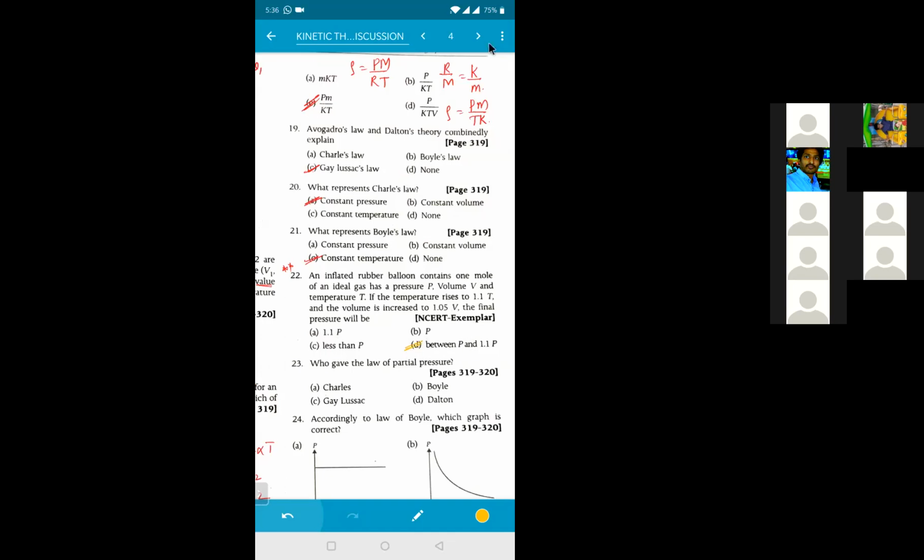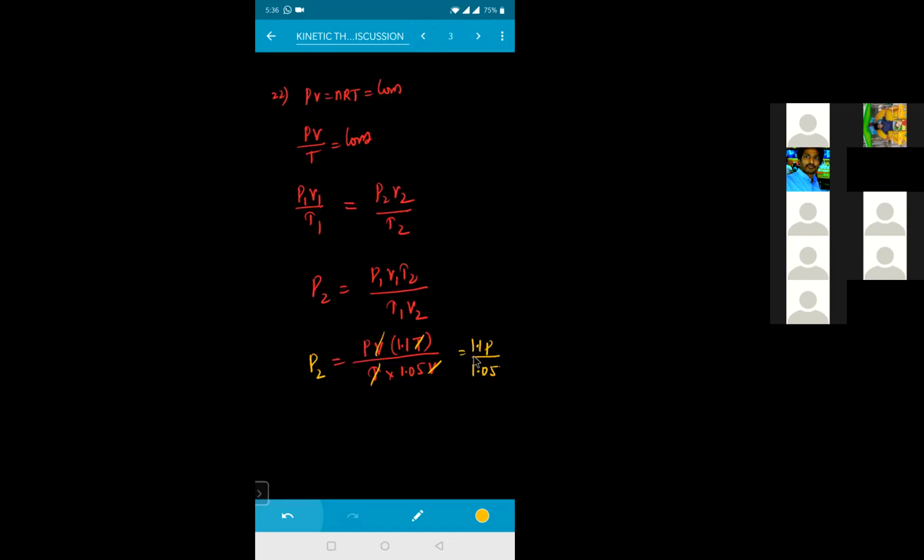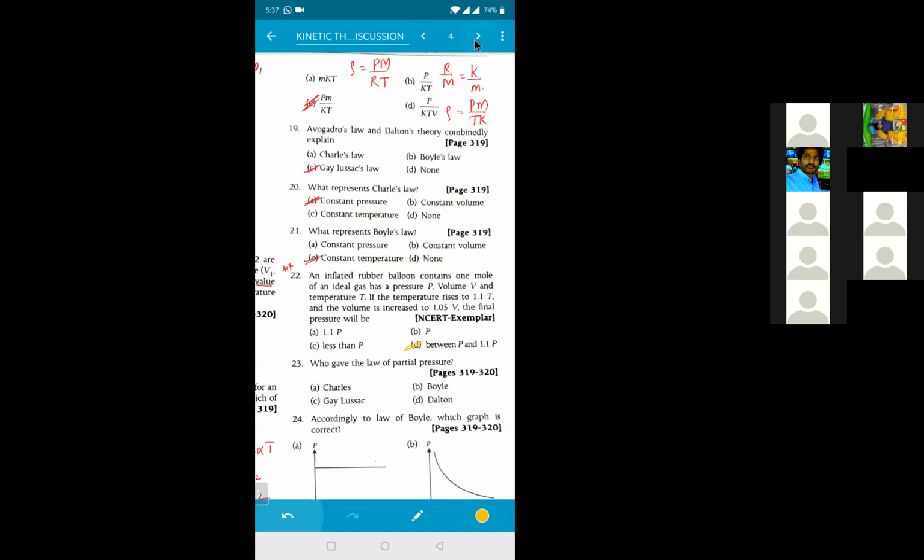So without much calculation, you can do this question with the help of your assumption. Anything divided by a larger number will not be equal to P or lesser than that. So obviously it should be somewhere in between. It should be lesser than 1.1 and greater than P, because it is 1.1 divided by 1.05. Obviously the value will be lesser than 1.1, but it can't be lesser than P. So it should be ranging between P and 1.1. That will be the answer for this one.